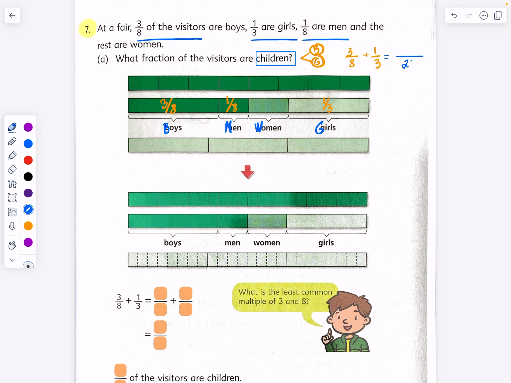It is 24. Therefore, for 3/8, we need to multiply by 3 and create an equivalent fraction, which is 9 out of 24. And for 1/3, we need to multiply by 8 to create an equivalent, which would be 8 out of 24. Therefore, the answer to the question is 17/24 are children. Straightforward addition problem. Now, here we go. They have it for you right here.